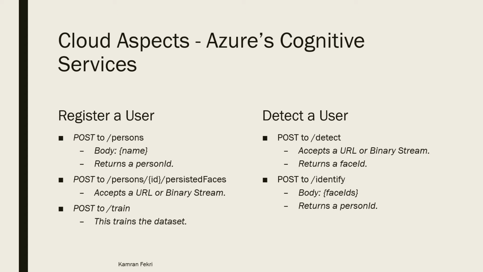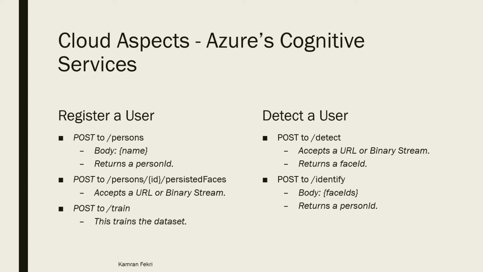So for the flow to register a new user, there are three API endpoints that you need. The first one is /persons. This creates a user and stores it within Azure's abstracted database. We don't see this database, they manage that. The first thing you need to do is post to that endpoint, and within the body provide the user's name, and it returns a person ID. This is the ID of this new user.